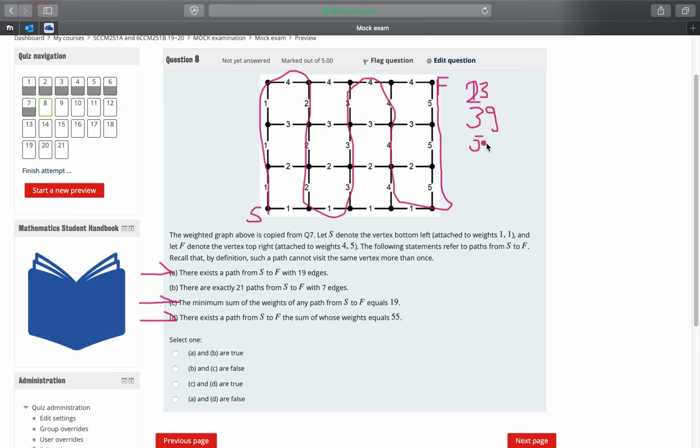So there exists a path with total weight 55. So D is actually true. It's much easier to prove existence than statements about how many paths there are.